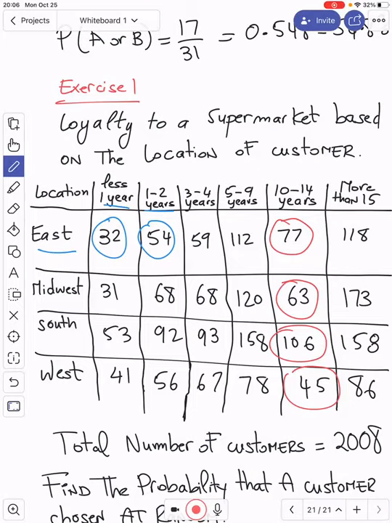Why you have 291? So again, the 291, that's the 77 plus the 63, plus 106 plus the 45. So that's the total number of customers that have been loyal from 10 to 14 years, right? Does this make sense to everyone? Well, I hope so.